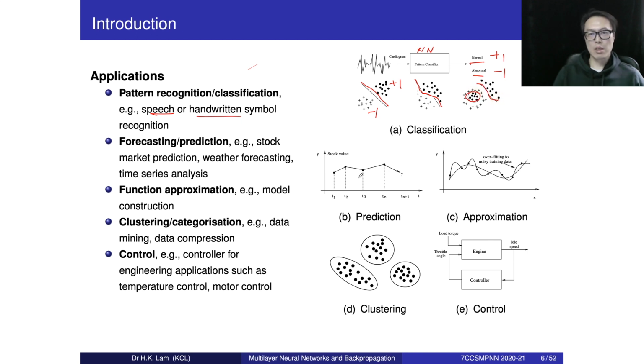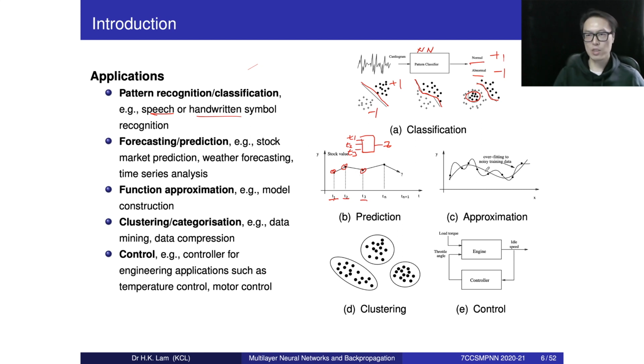Okay. Prediction is another application. This is a stock market price prediction. Assume that we have some historical data. For example, on day 1, T1, we have this value. At T2, we have this value. So if we use 3 days, T1, T2, T3, it is going to tell you what would be the value of the next day, the stock value of the next day. This is a 1 day ahead prediction.